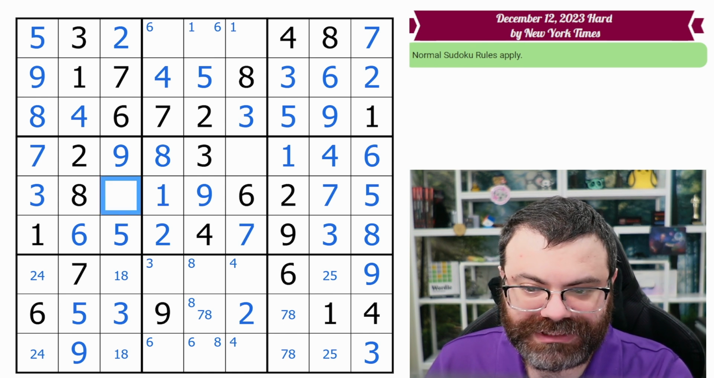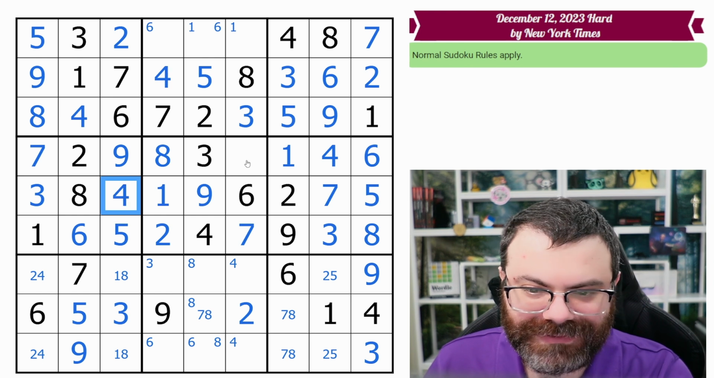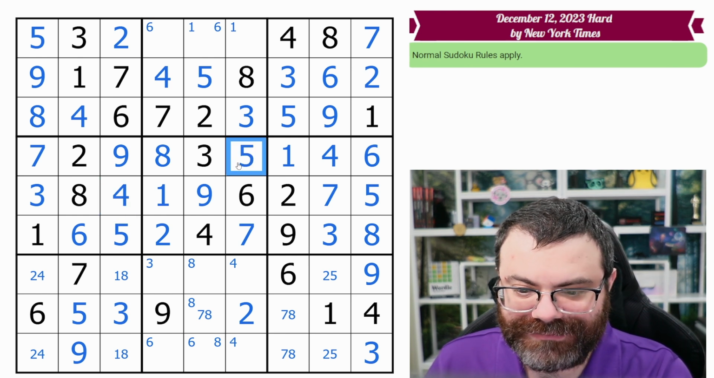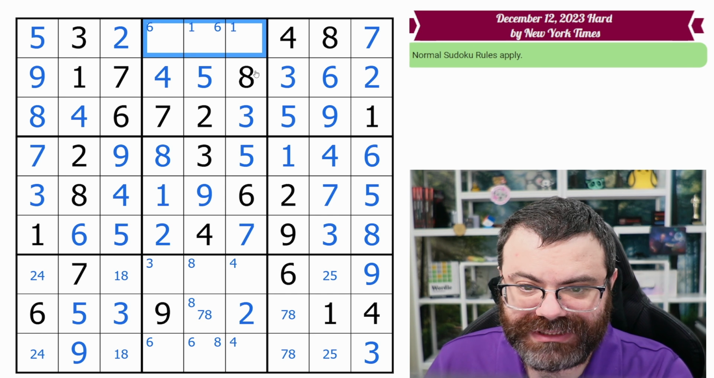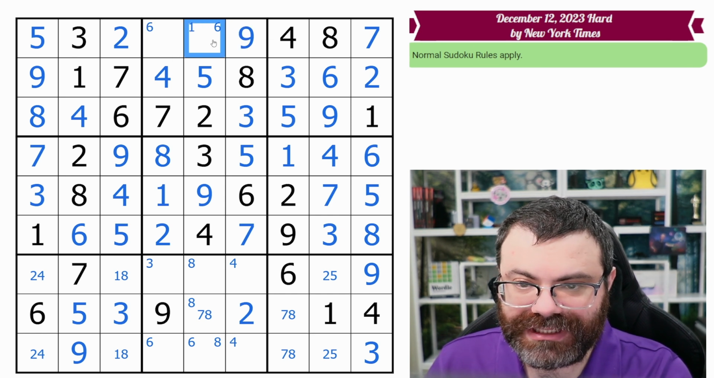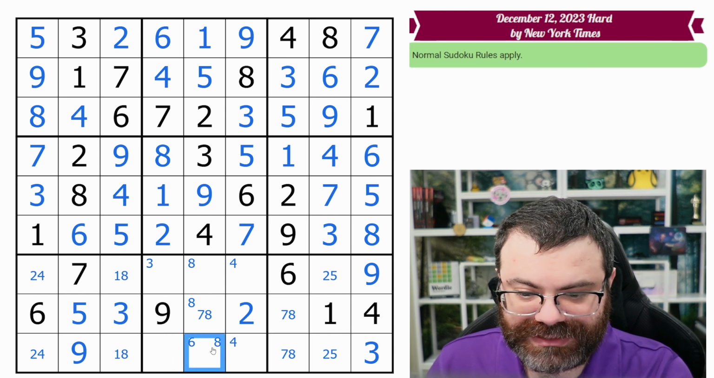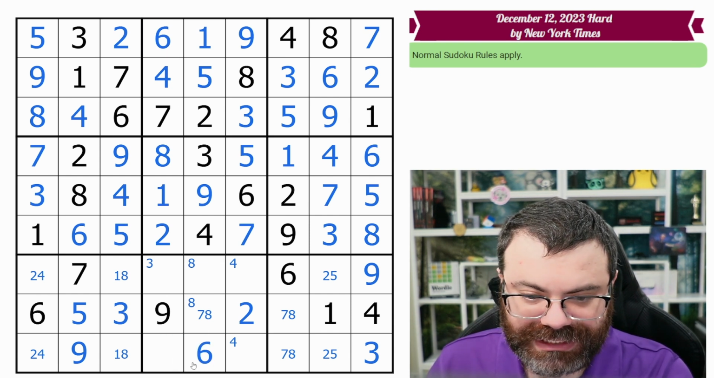Okay, so let's fill digits. This digit is a 4. This digit is a 5. What are these? 1, 6, 9. So the 9 goes there, the 1 goes there, the 6 goes there. That's not a 6, so the 6 goes there. We still can't place the 8, though.